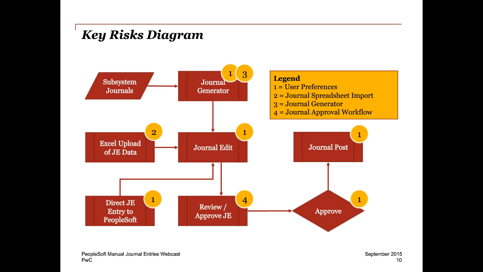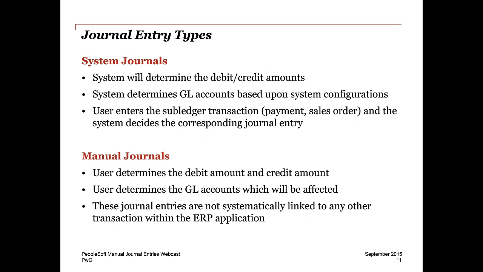What we want to speak through briefly is what we mean when we say system journals versus manual journals. System journals are those where the system automatically determines our debit and credit amounts. The system will also determine the GL accounts based on system configurations. Many of you who were part of the installations of your systems will know that there are accounting entry templates that help drive ultimately where these entries are booked.